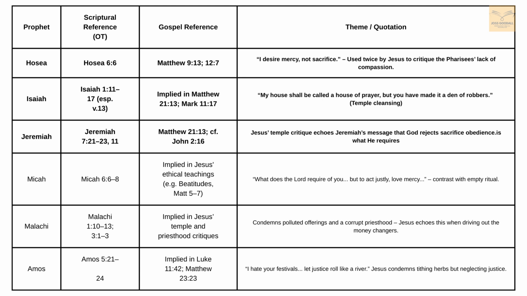And he echoes that in his teachings when he's driving out the money changers. We've been through that whole episode, haven't we? Amos, he again: I hate your festivals. Let justice roll like a river. What is Jesus doing? He's condemning all the tithing arrangements, all the particulars of the Levitical law. And what were they doing? They were just neglecting the main point of it all, they were neglecting justice. And when we go through Luke chapter 11 verse 42, Matthew 23 verse 23, we see that.